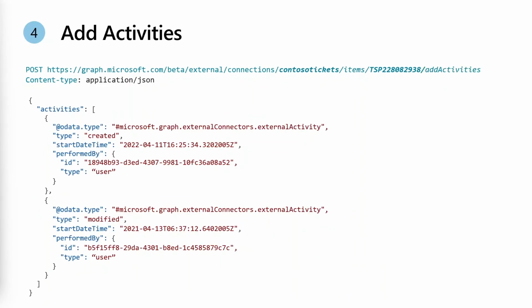We are also adding the capability to add activities on an external item to light up the experiences we just showcased. To do that, you do a post on this endpoint. Note that you need to use the ID of the external item for which you want to add activities, define the type of activity, the time of occurrence of the activity, and the actor of the activity. You can see the AD ID of the user being added to identify who performed the activity.